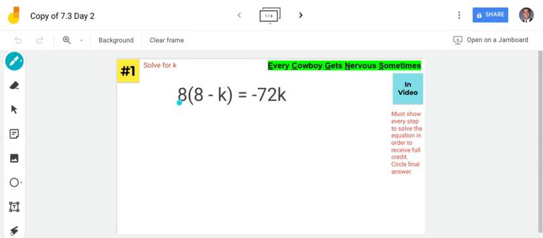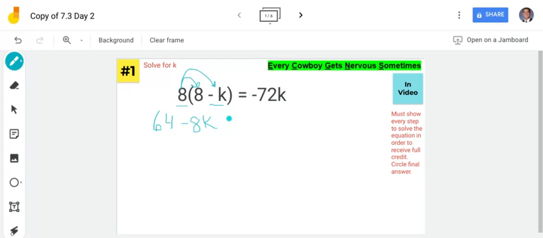What number am I going to distribute? That number right there, 8. So let's show the rainbow to distribute. 8 times 8, that is 64. 8 times this term. What is this term? Not k, but negative k. So 8 times negative k is negative 8k.